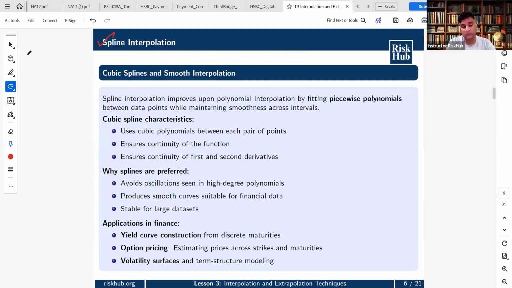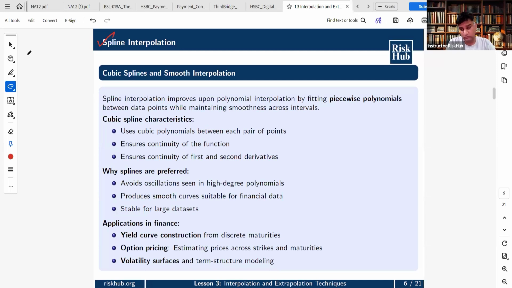First is your requirement. If your requirement is fit market data, why it matters in finance: because the curve shape must match your observed quotes. The second requirement is stay smooth. Why it matters in finance: because the curve shape should not create artificial arbitrage or unstable prices.